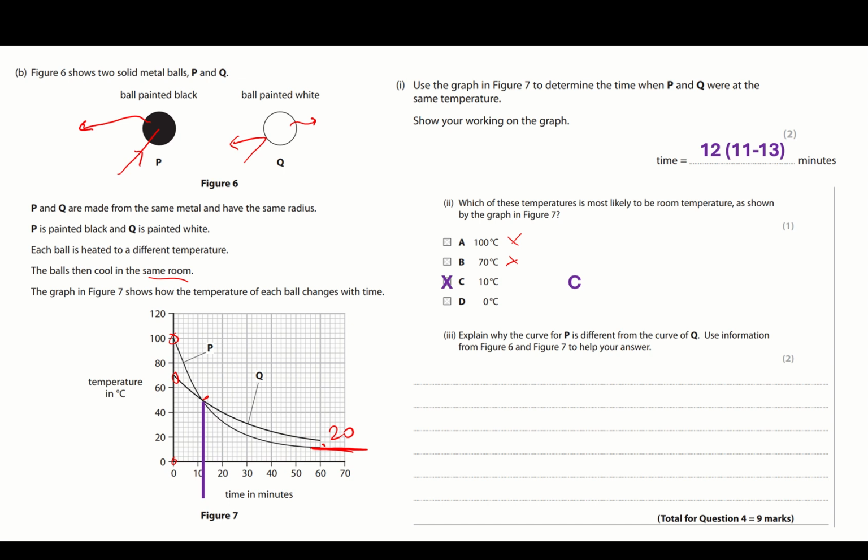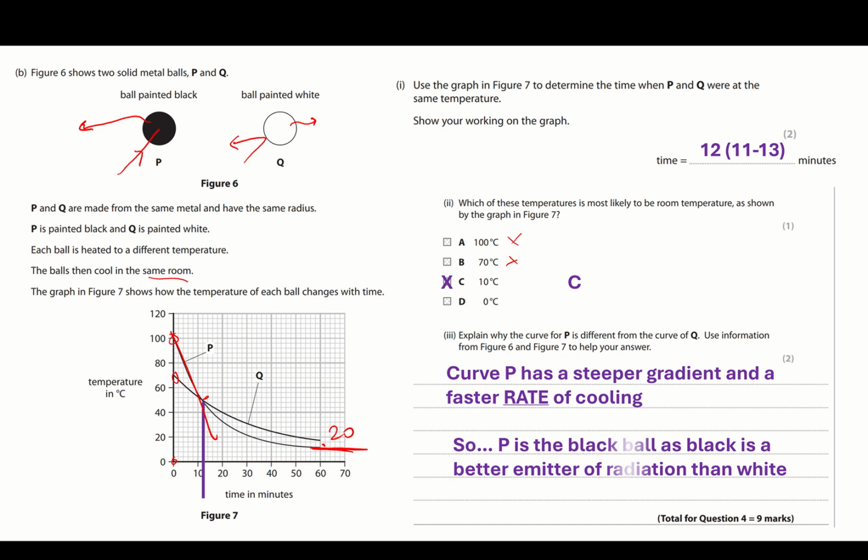So we just got to have this idea. P's brilliant at absorbing. That's nothing to do with this though, because we've heated it and then it's emitting. So it's this idea, it's a better emitter of infrared radiation. So the first part, curve P is steeper and has a faster rate of cooling, mark. And the next part is, so P must be the black ball, as it's a better emitter of radiation than white, and therefore it will cool faster. Done.